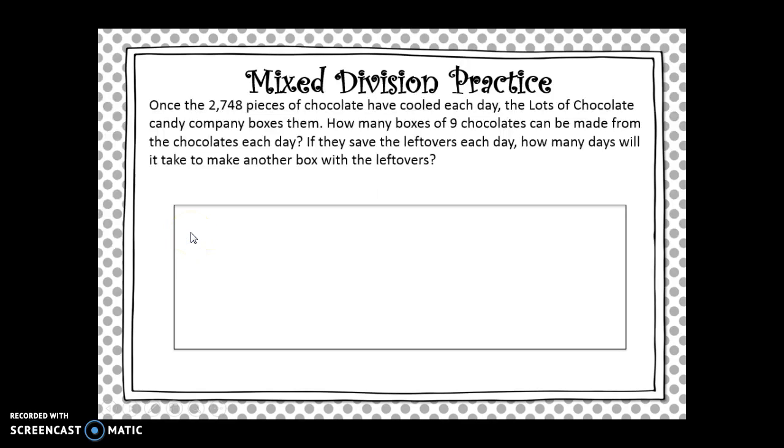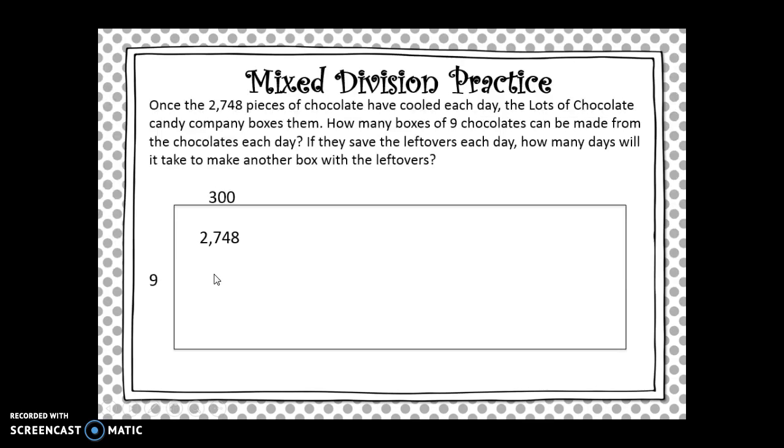You will see that I have set up my equation with my dividend right here and my divisor, which is 9, on the outside of my area model. Remember, we have to think, can I make groups of 9 from 2? If I can't, I have to think of 27. So how many groups of 9 can I make from 27? Using my multiplication facts, I know that I can make 3 groups of 9 with 27.